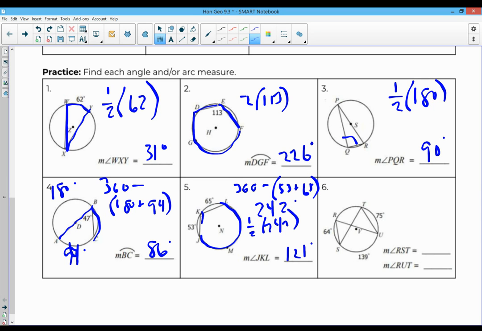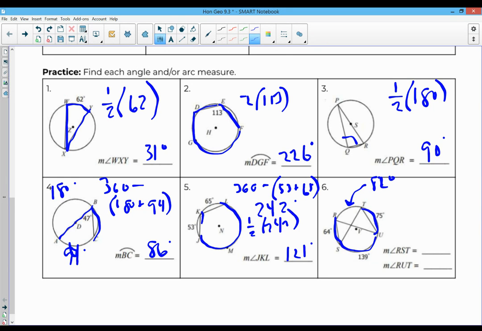All right, this one looks a little trickier, but we totally got it. So we have the measure of all these arcs here. So we have this part, and this part. I would just add those all together and take from 360, and that would leave me with 82 degrees.